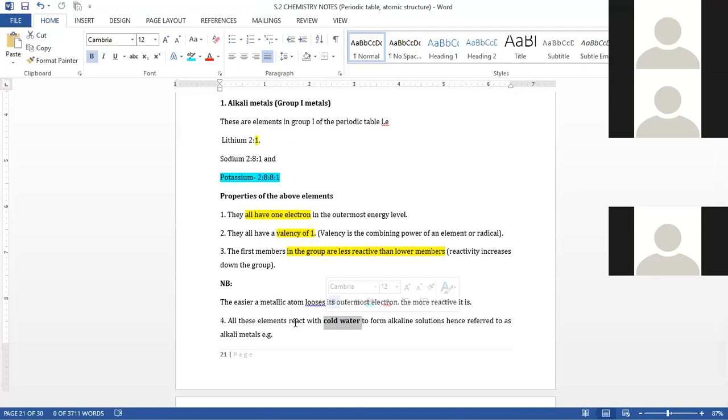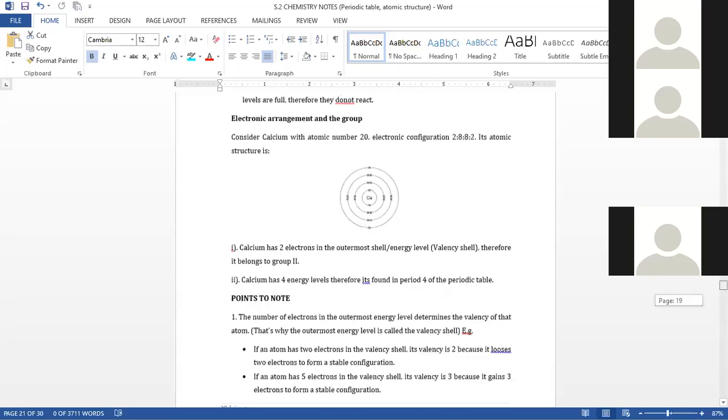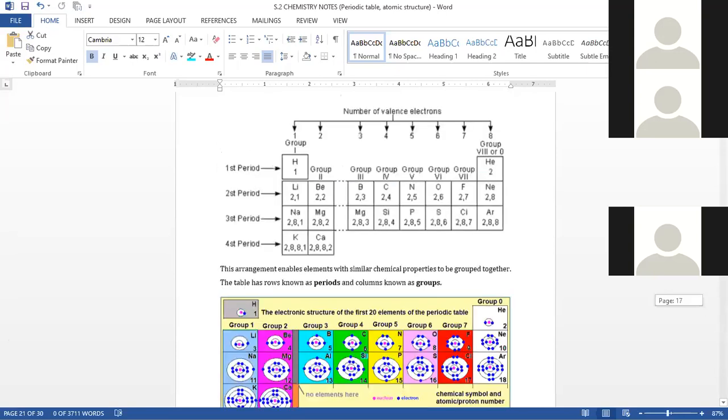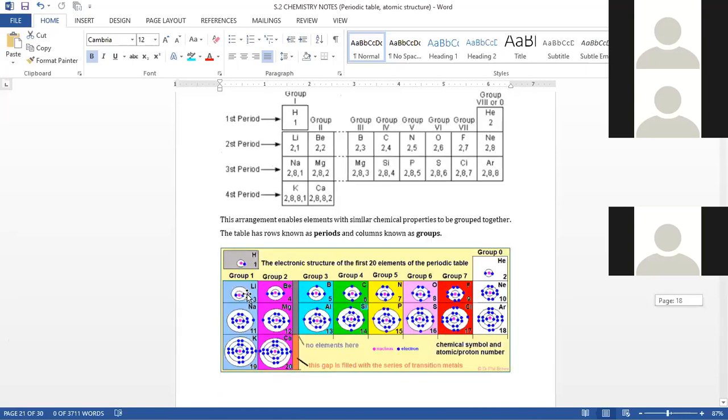Atomic size increases down the group. Yes. If you look at lithium, I'm going to use an imagination with sizes. Just look at the sizes. Lithium has 2 energy levels. It is smaller. Sodium has 3 energy levels. It is slightly bigger. Then potassium has 4, let me see, 1, 2, 3, 4 energy levels, meaning it is the biggest.